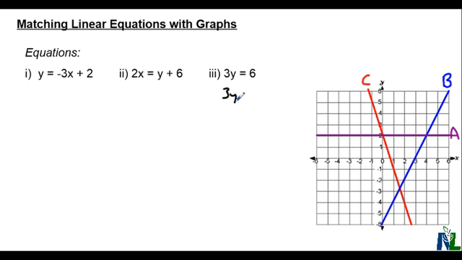So 3y equals 6. Well, if I divide both sides of my equation by 3, I'll be able to isolate my y variable. And that leaves me with y equals 2, which, if we look at our horizontal line, the value for y at all points is 2, matches up with my equation. Therefore, I know that graph A must be paired up with equation 3. So this equation is taken care of, graph A is taken care of.